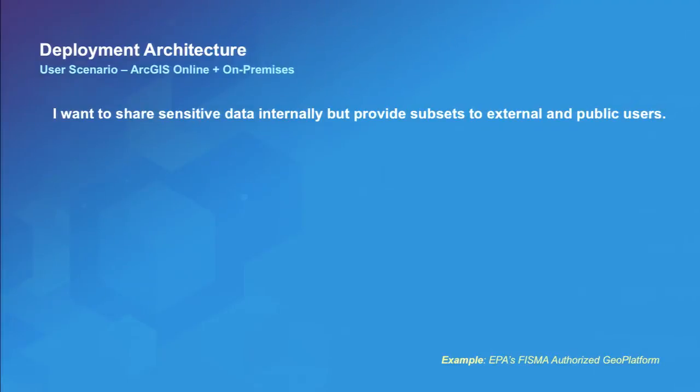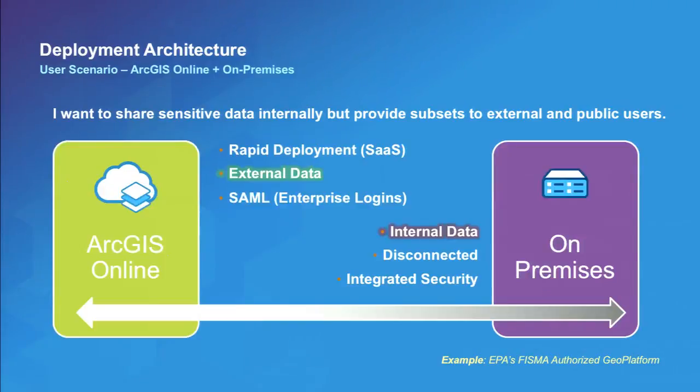If you want to share sensitive data internally, but provide subsets to external and public users, then of course you get into the classic rendition of what a hybrid is, and that's maintaining your data center operations and something in the cloud. In this case, you have your internal data, of course, on premise. Sensitive information remains there. A subset can be exposed out to ArcGIS Online or only registered with ArcGIS Online.